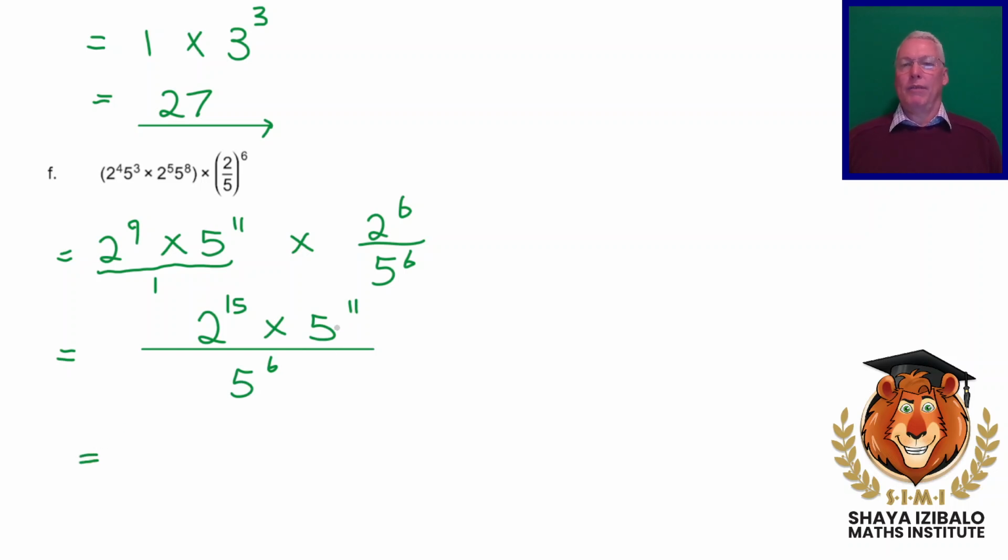Now we've got some division that we can do. We can divide the 5 to the 11 by 5 to the 6. Remember that when we divide, we subtract the powers. So 11 minus 6, 5, is our final answer.